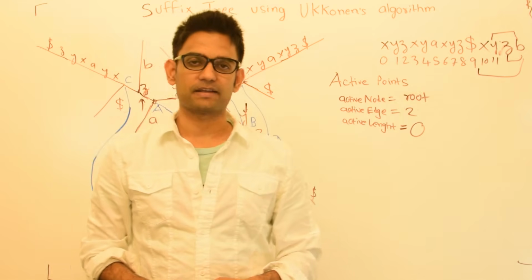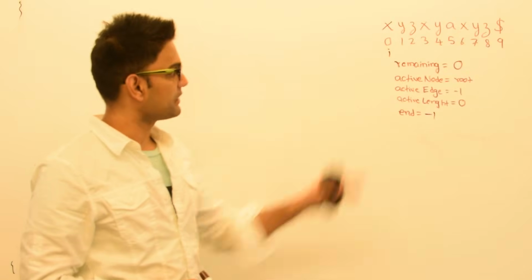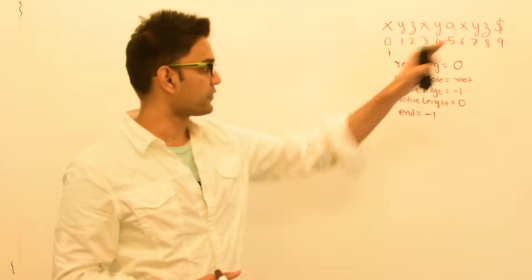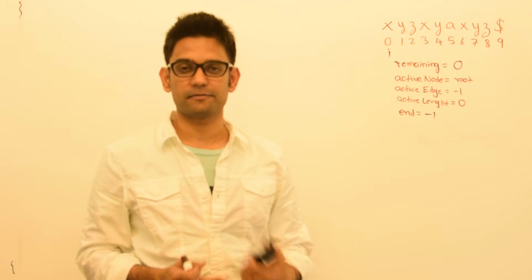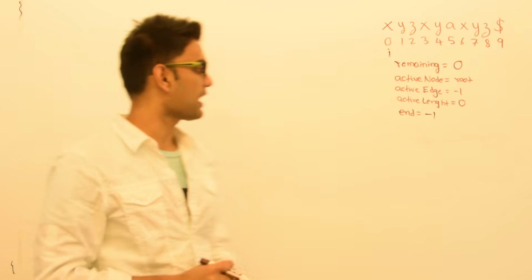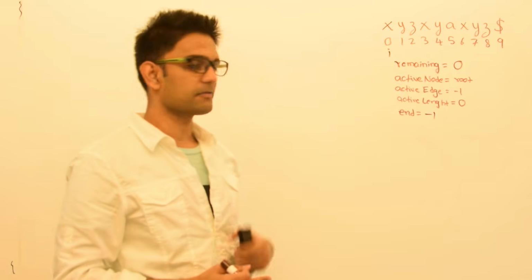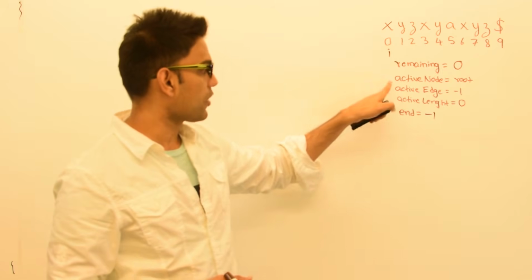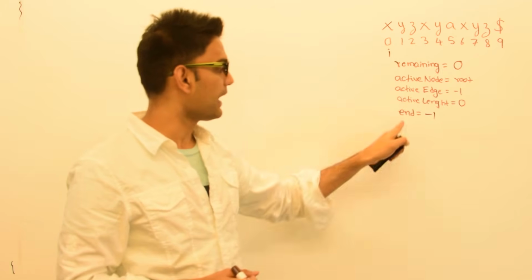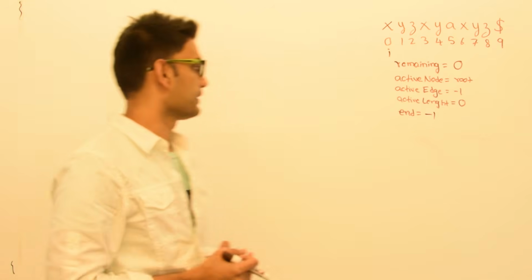So finally, let's look at an example and apply all that knowledge. At this point, we are ready to get our hands dirty. Here I have a string, and we are going to apply our rules and tricks of Ukkonen's algorithm and try to create a suffix tree for this string in linear time. Remaining tells me how many suffixes still remain to be created, and we already talked about active node, active edge, and active length. And end is used for our global end, which is our trick 3.